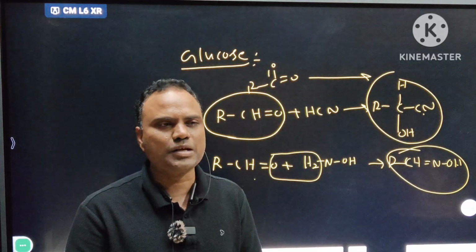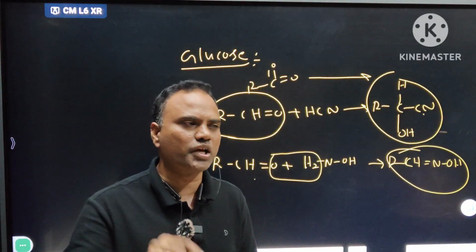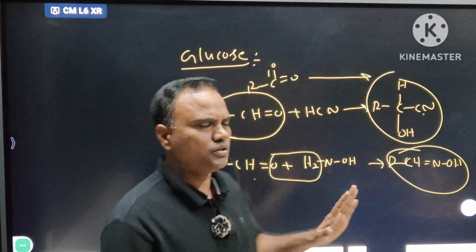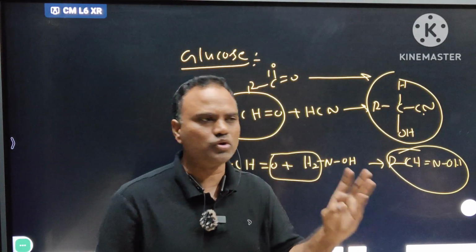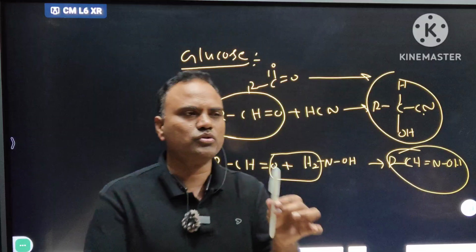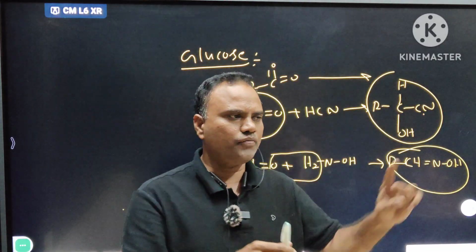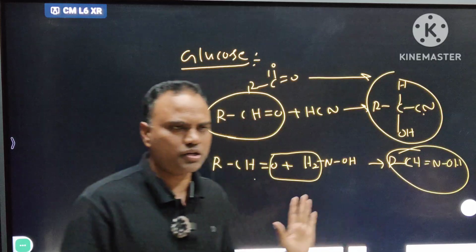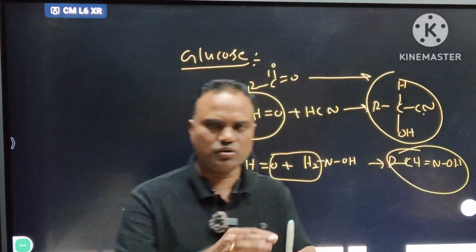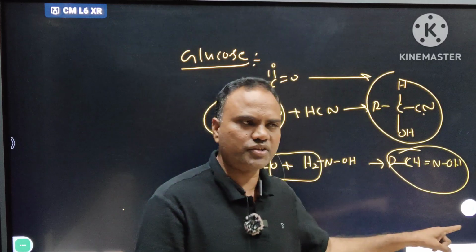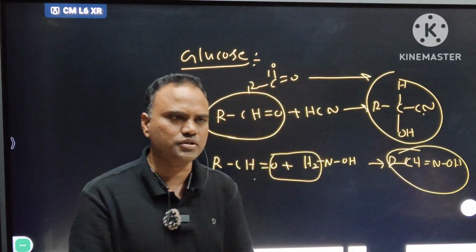See, first step: how to detect a carbonyl compound in the glucose. Step 1, detecting carbonyl compound, aldehyde or ketone. Take glucose solution, add HCN. If you get cyanohydrin, then aldehyde or ketone is present. Take glucose solution, add hydroxylamine. If you get oxime, then aldehyde or ketone is present.